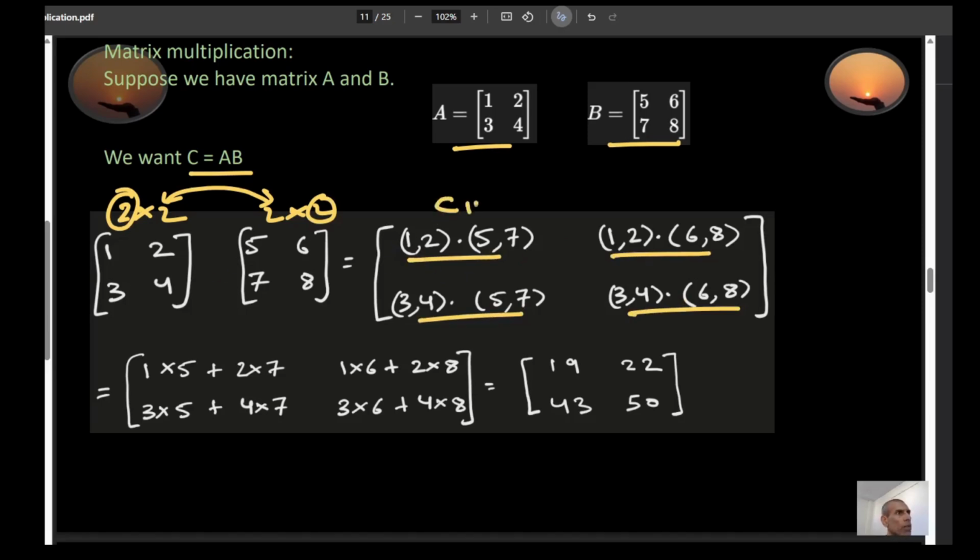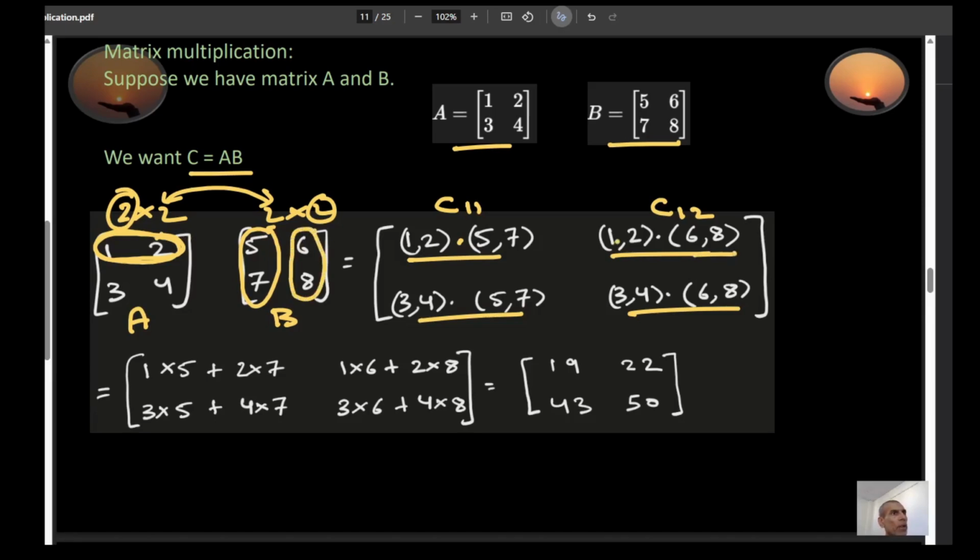Now in this case, what I'm doing is my first one. This would be my C11. This is going to take row 1 of matrix A. Let's say this is my A and this is my B right here. So it's going to take row 1 of matrix A dot product with column 1 of matrix B. And this is exactly what's happening. 1 comma 2 dot product with 5 7. Well, this is my C12. This is going to be the dot product of row 1 from matrix A with column 2 of matrix B.